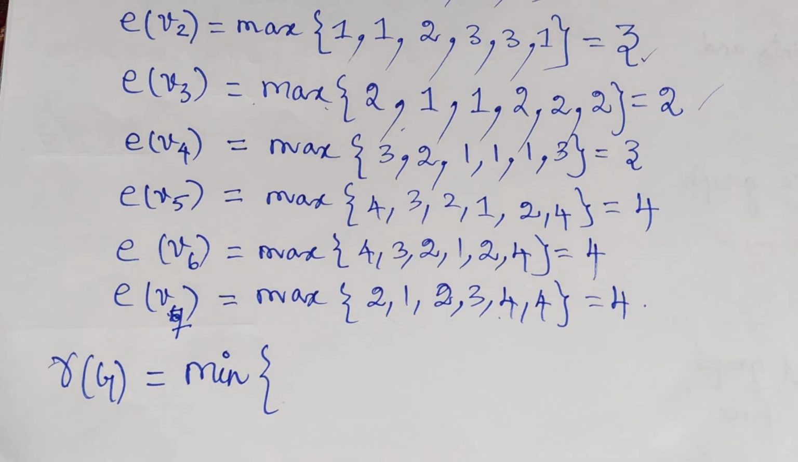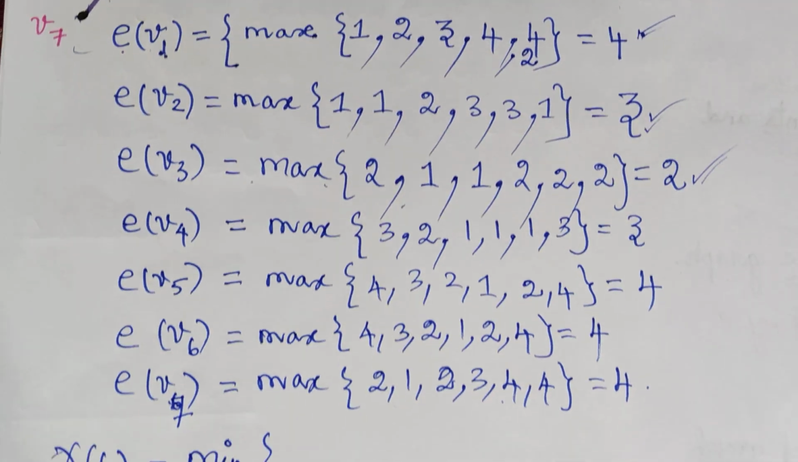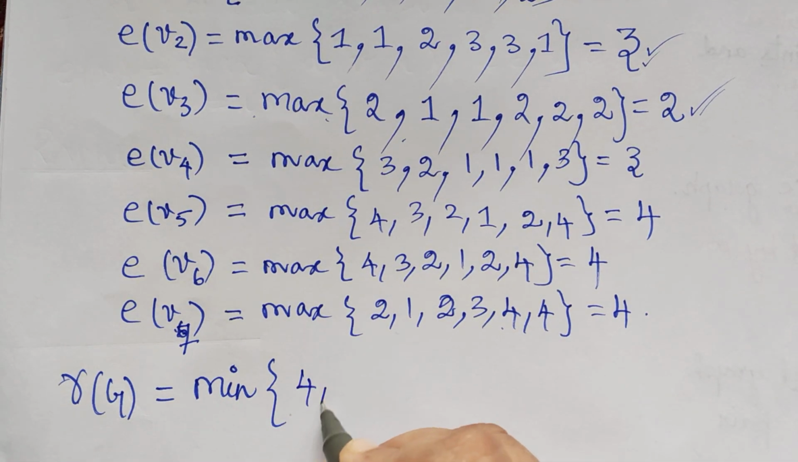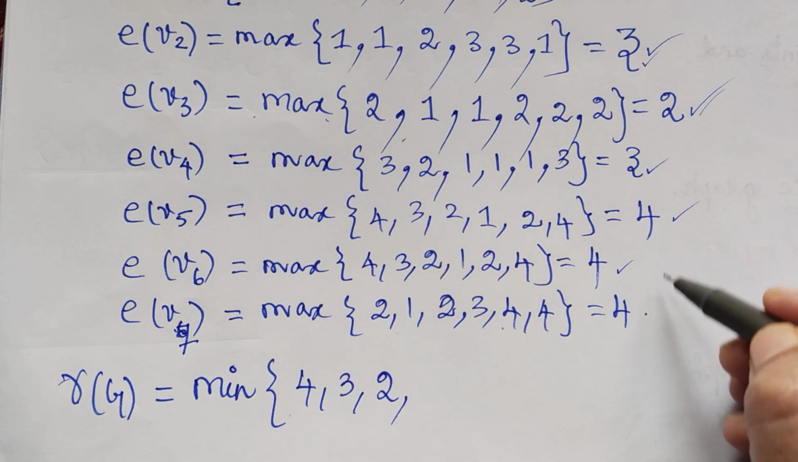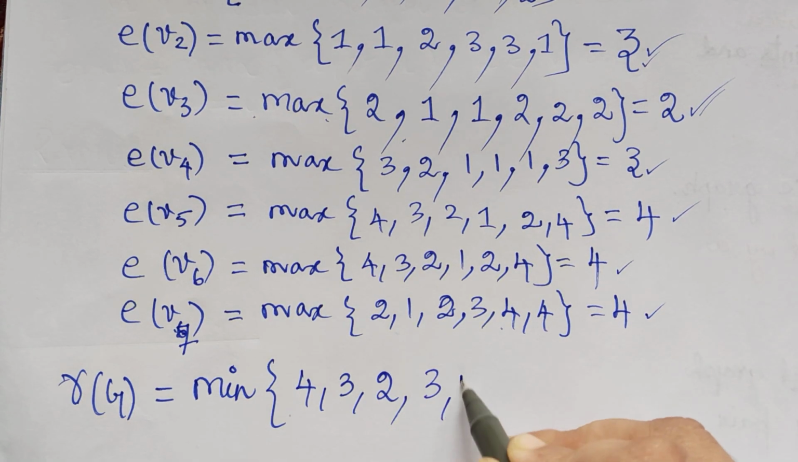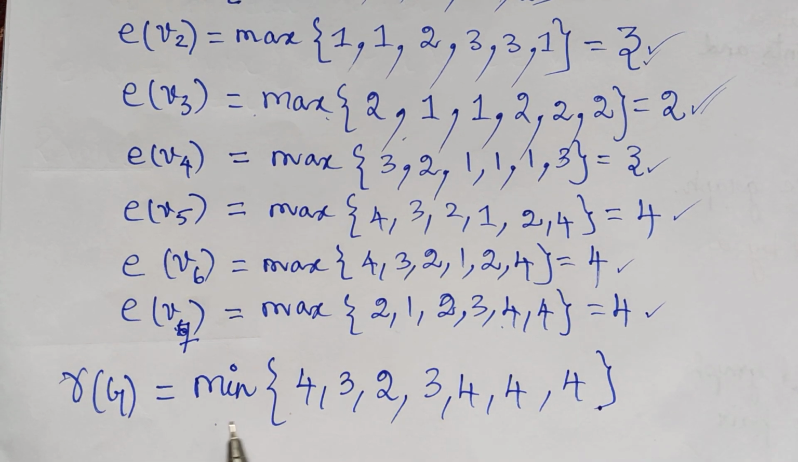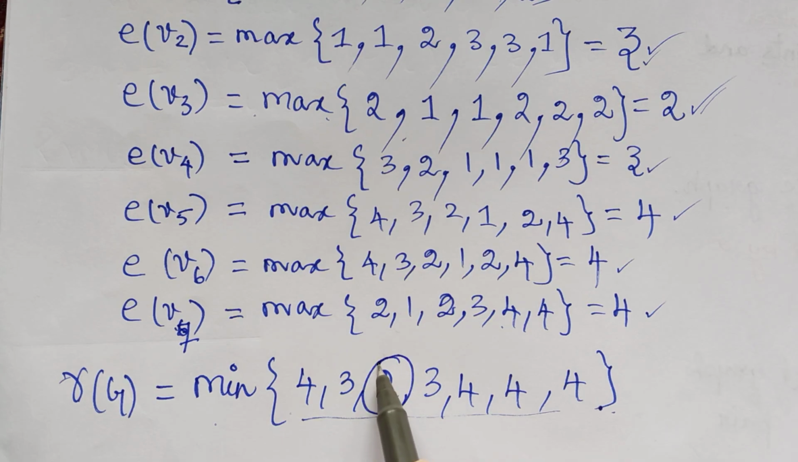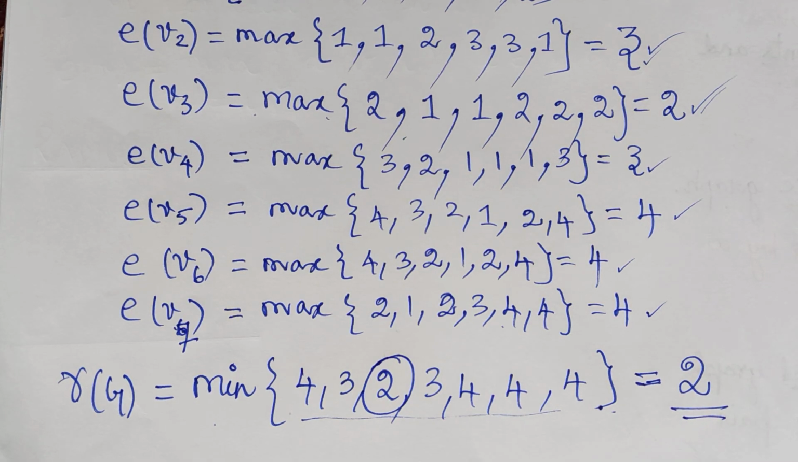So what are the eccentricity values we have? It is 4, 3, 2, and then 3, 4, 4, 4. So these are the eccentricities that we have found. Now what is the minimum of all these values? If you see, the minimum value is 2. Therefore, the radius of the given graph is 2. So this is how we have to find the radius.